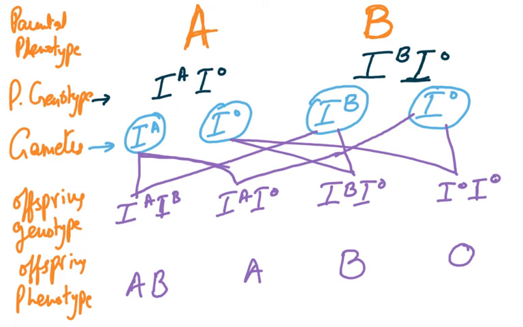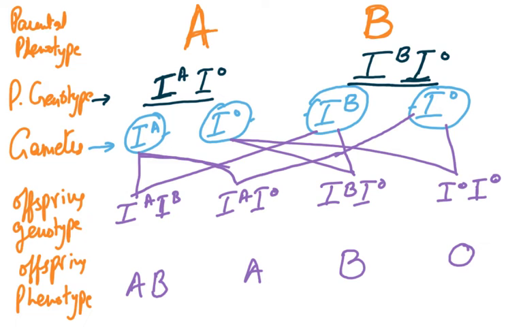So if the A group parent was IA IO, and the B group parent was IB IO, then the gametes will be IA, IO written separately. I've just done that in blue. So you can see this one, and this one, and this one. I've just written them separately and I've circled them.